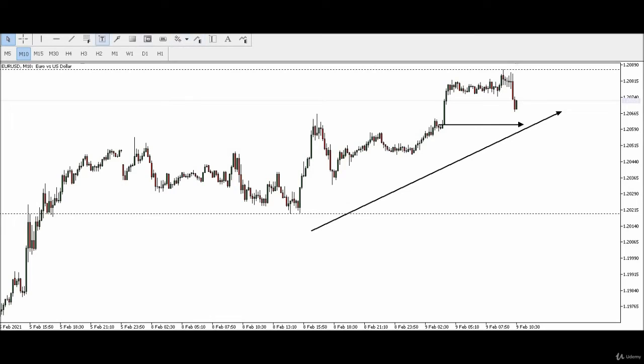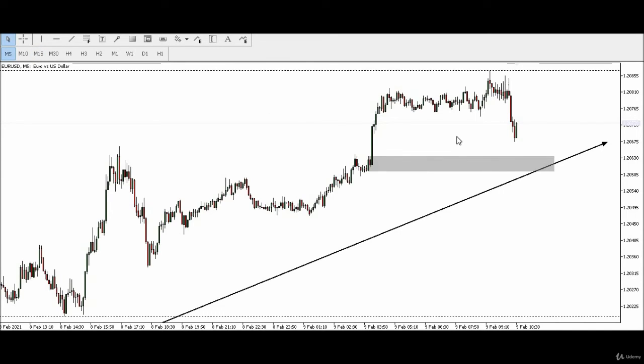So be careful when you sell here in these areas where the big move started. Be very careful, because it can reverse there. And yeah, so let's move to minute 5.